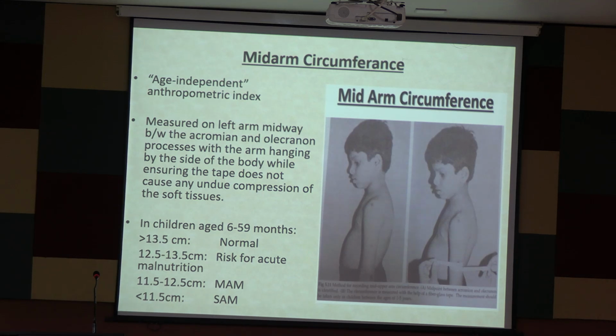Okay, in children between the age of 6 months to 59 months, that is before 5 years, more than 13.5 centimeter is considered normal. 12.5 to 13.5 is risk of acute malnutrition. 11.5 to 12.5 is known as moderate acute malnutrition, and less than 11.5 is known as severe acute malnutrition.